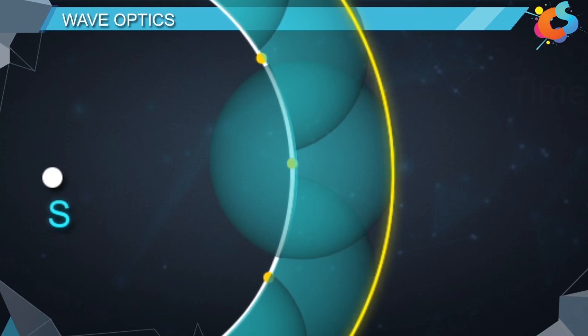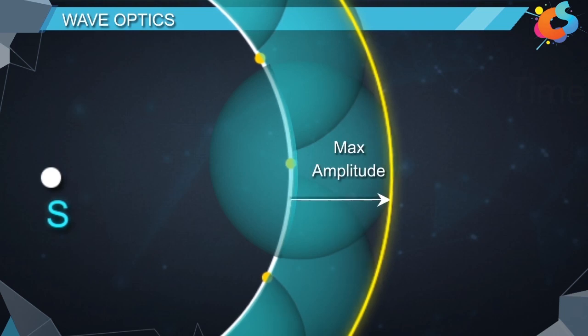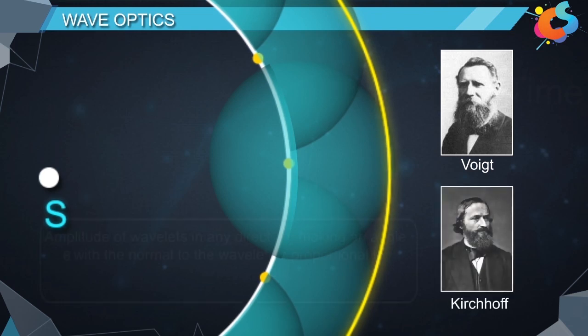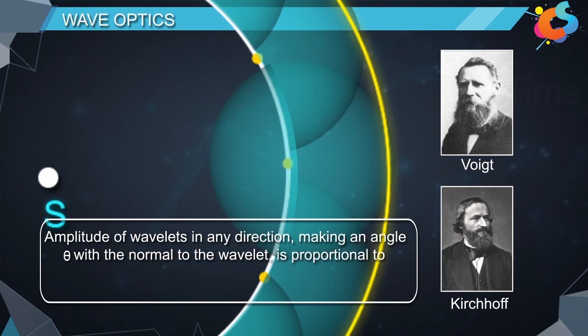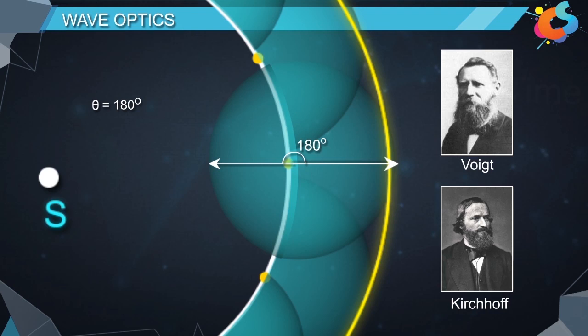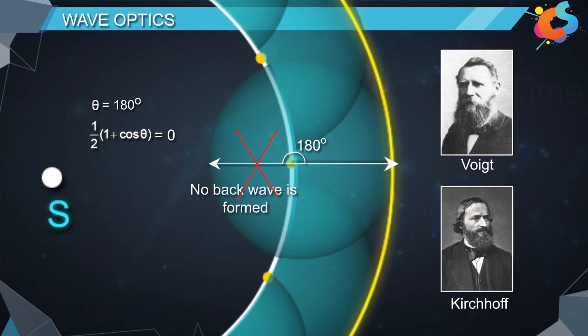To correct this problem, Huygens suggested that the amplitude of secondary wavelets is maximum in the forward direction and zero in the backward direction. Later, Voigt and Kirchhoff mathematically proved that the amplitude of wavelets in any direction making an angle theta with the normal to the wavelet is proportional to 1 by 2 into (1 plus cos theta). Since theta for a back wave is 180 degrees, the factor 1 by 2 into (1 plus cos theta) will be equal to 0. That is why there is no back wave formed.